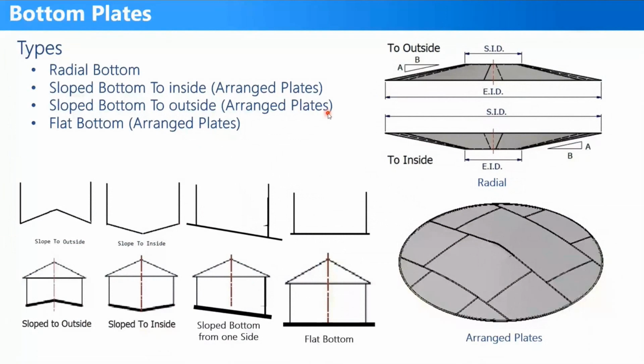Here for the bottom plate, you can make it a flat bottom, so it will be horizontal, like that. You can make it tilted to one side, so the annular plate can be tilted like that, or sloped to inside, or sloped to outside, so the drain sump will be at the outside here. On the shape sloped to inside, the drain will be in the middle. Okay, so those are the types for the bottom plates.